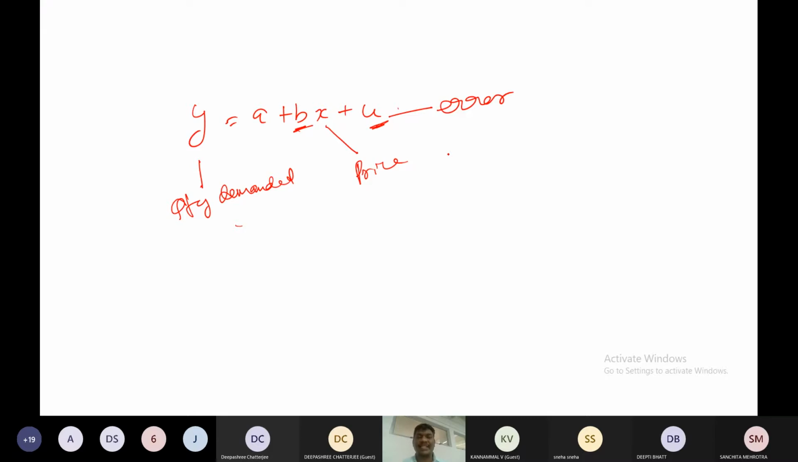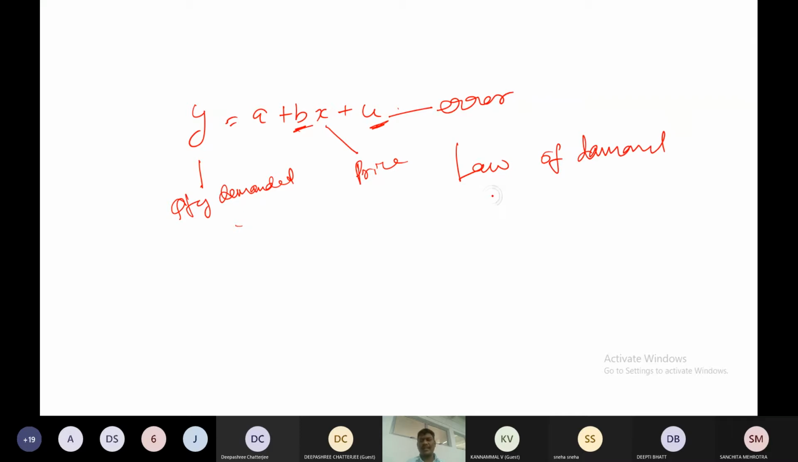When price increases, the quantity demanded decreases. Try to understand. This is what the law of demand says. Any variable you can take. Let us take the law of demand as a simple example. What is the law of demand?